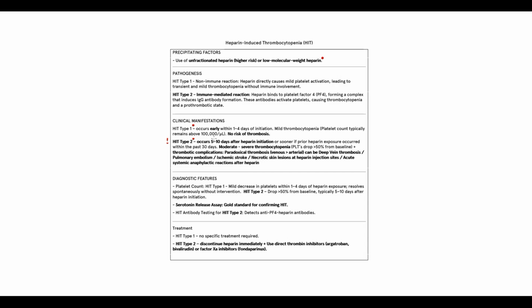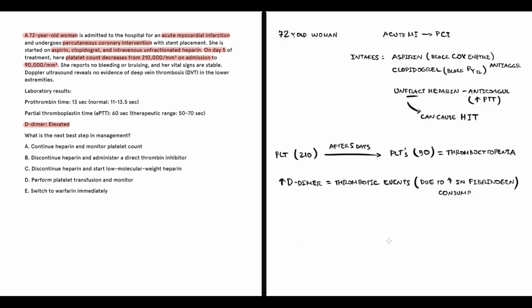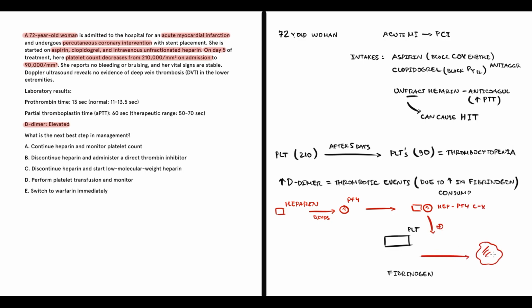So, for a better understanding, let's illustrate this autoimmune interplay. There is a platelet and there is fibrinogen, and when we infuse heparin, heparin can bind to PF4, forming heparin-PF4 immune complexes. The problem is that these complexes can massively activate platelets, and in the activated state, platelets bind to fibrinogen with formation of a thrombus, and as a byproduct of this reaction, D-dimer is formed. So it explains why she has elevated D-dimer.